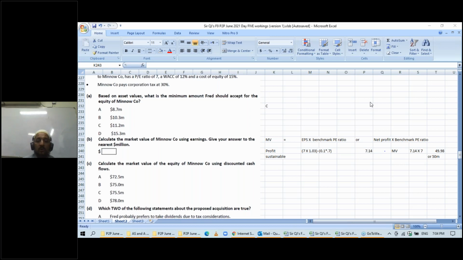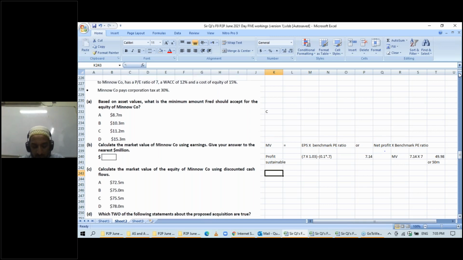Okay, so one more question, students, we will attempt: calculate the market value of the equity of Minnow company using discounted cash flow. So if we use a discounted cash flow technique, what will be the market price of the company?